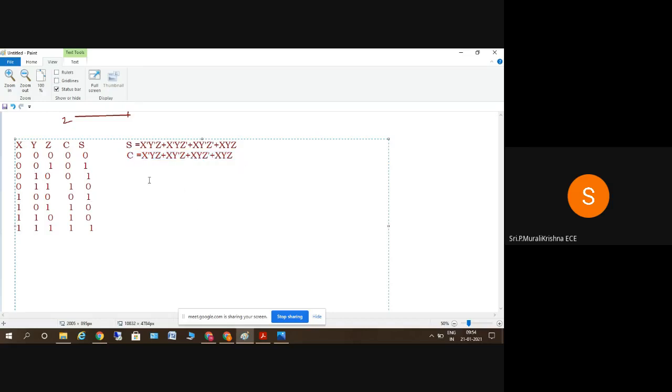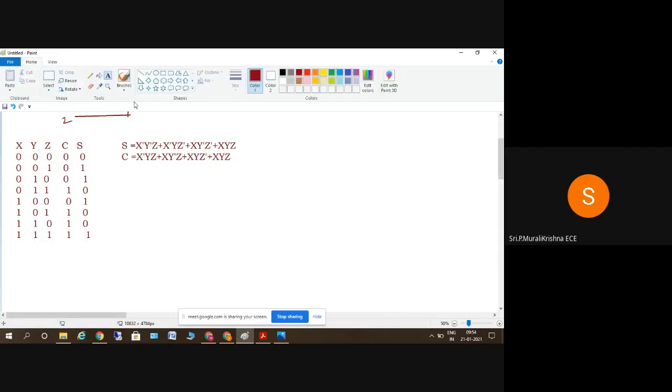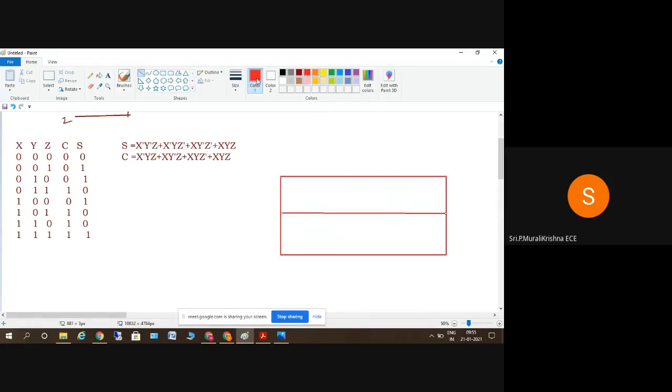First of all we start with the carry here, which is a 3 variable K-map. Please mute yourself. After answering, mute yourself. If there is no disturbance, fine, but if there is disturbance, please mute. Now we'll draw a K-map for carry and sum also. First of all, we do it for carry here.